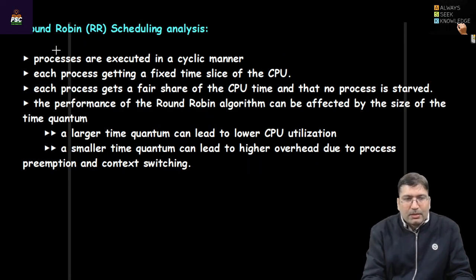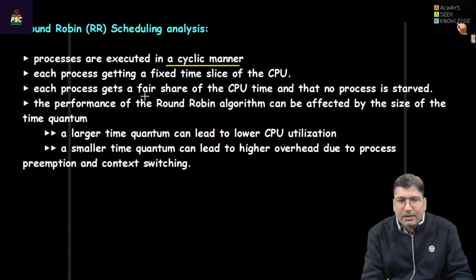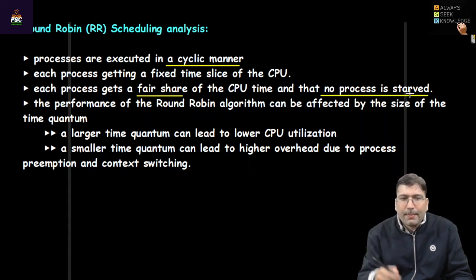And the next is, okay, so let's discuss a few points related to round robin. Round robin is a very important algorithm. In this, processes are executed in a cyclic manner, which I have already discussed. Each process gets a fixed time slice of the CPU, an equal time slice. Each process gets a fair share of the CPU time, and no process is stopped, because every process will get the CPU cycle equally.